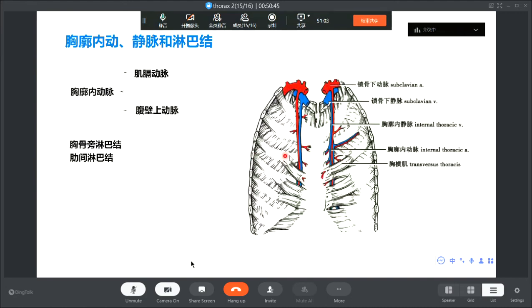Okay, so we can see our subclavian artery and the subclavian vein also supply this part with nutrition.